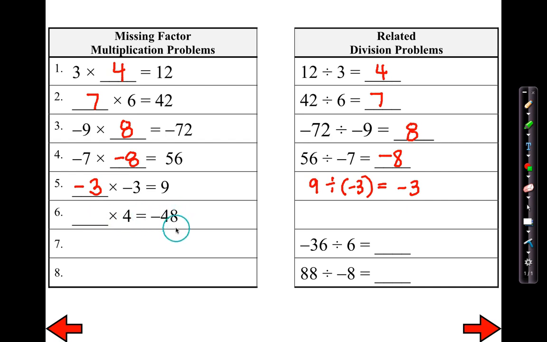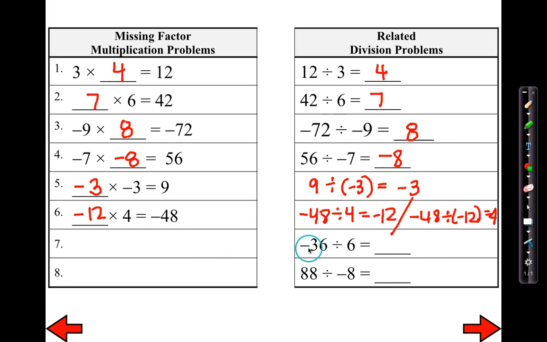How about number 6? Here, what times 4 is negative 48? Well, it has to be negative, so I'm going to put negative 12 times 4 is negative 48. A related division problem might be negative 48 divided by 4 is negative 12. Or you could have said negative 48 divided by negative 12 is then 4.